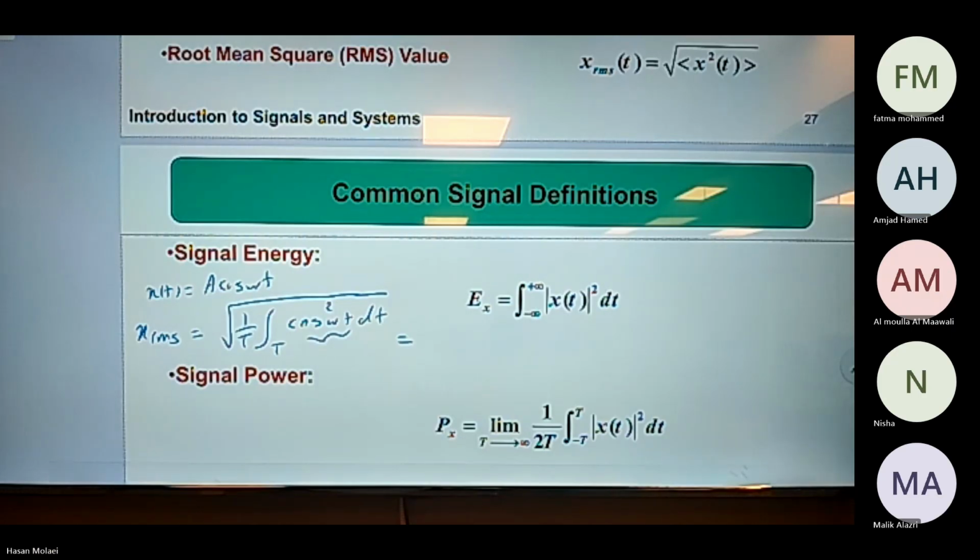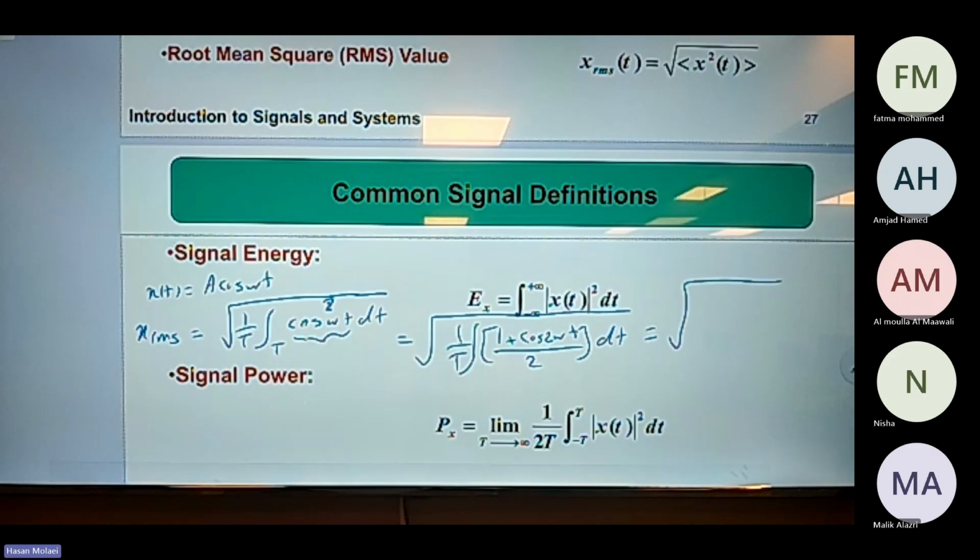Integral. Use your 1 minus cosine 2 identity. Exactly. We should make it linear, because it has a power of 2. We should make it linear: 1 over 2, 1 plus cosine of 2 omega t, over T. 1 over T, 1 over 2.